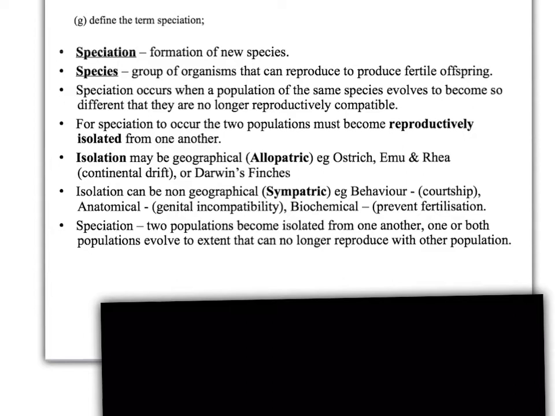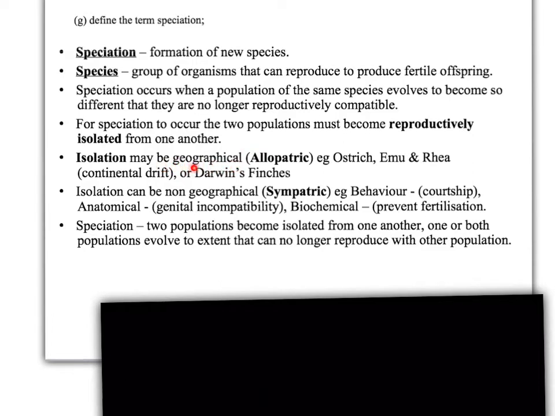Okay, so the key thing that has to happen for this speciation to occur is isolation. There are two new words that you've got to pick up here: allopatric and sympatric, which are two different types of speciation. Allopatric is probably the easier one to visualize. Allopatric is when this reproductive isolation occurs due to some form of geographical feature.